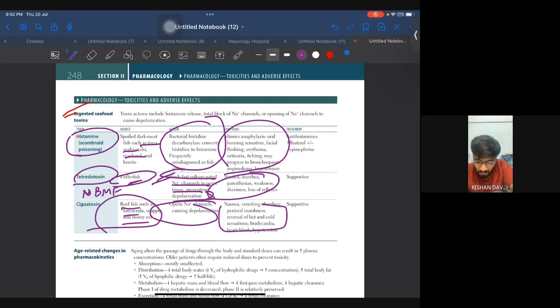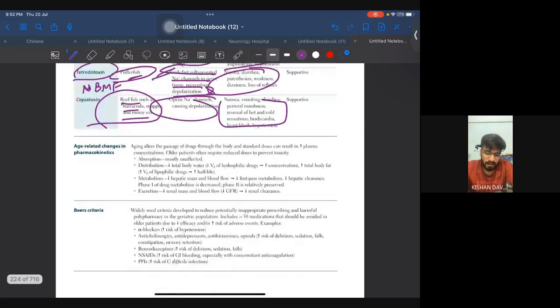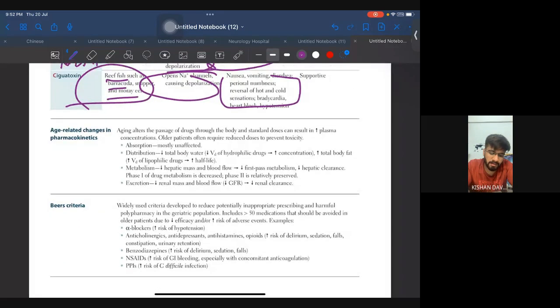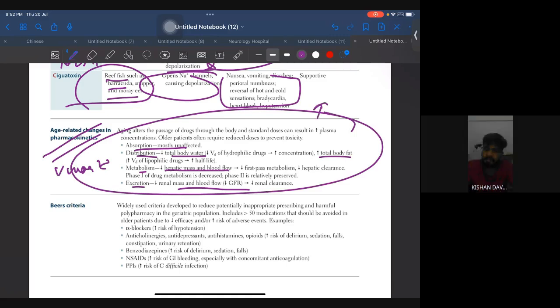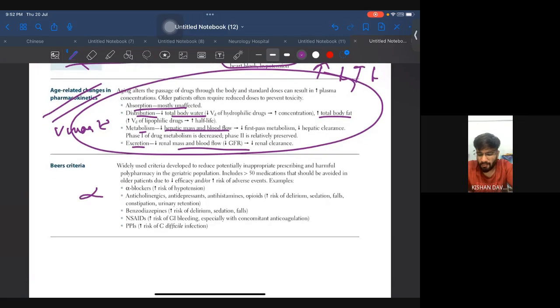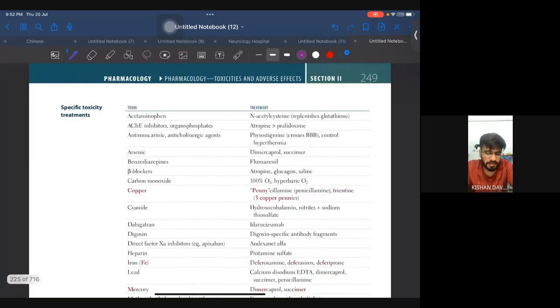All right, so ingested seafood toxins we are done, and this is the new topic that they have added here since the UL has started asking questions. Okay, absorption unaffected, distribution will decrease, total body fat will increase. Metabolism will decrease, excretion will decrease. So it is important, these will come in the exam. Okay, avoid the BS criteria, no questions come from it, don't waste your time.